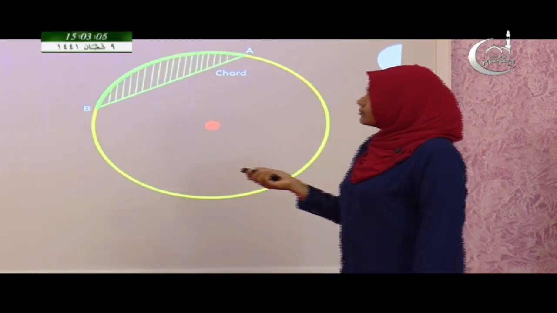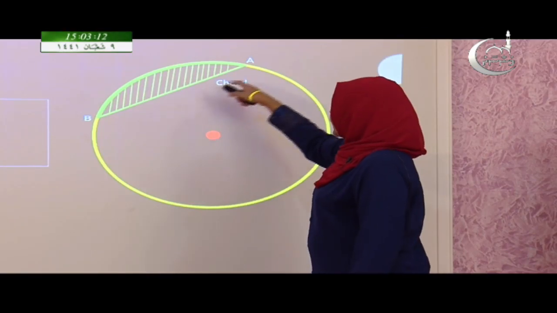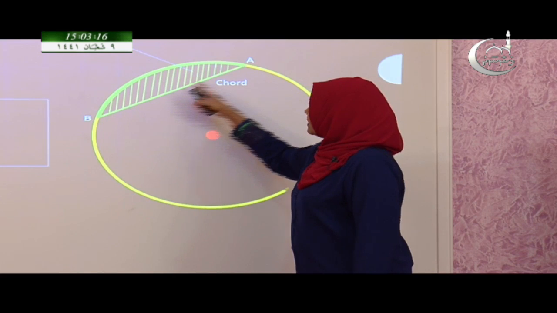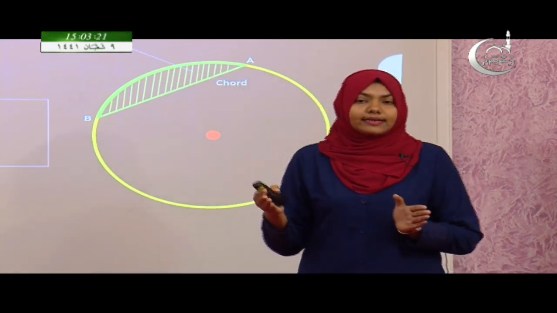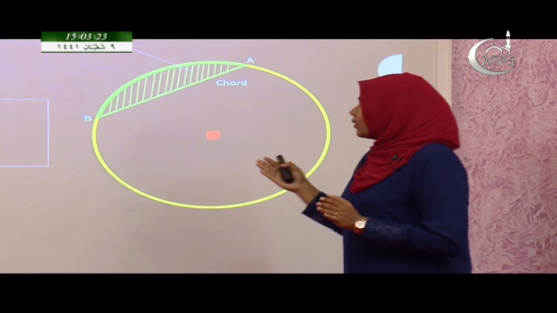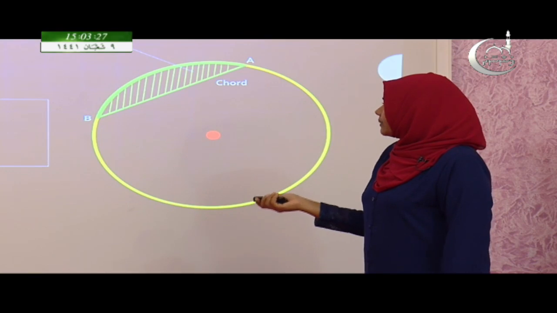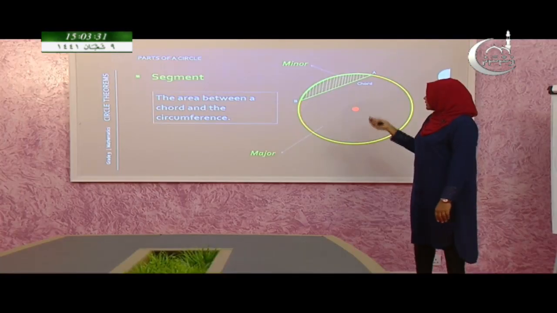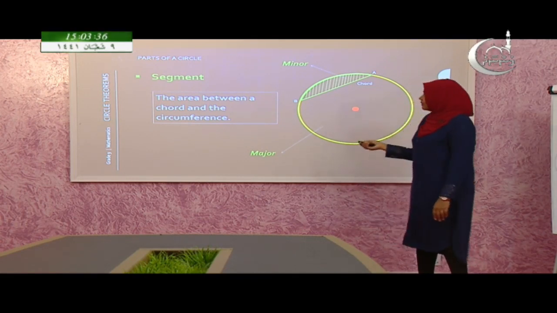Segment: the area between a chord and the circumference. From here you can see the chord AB. When you draw a chord in the circle, it will always form two segments, which means there will be a minor segment and a major segment. From the diagram you can see the minor and major segments.